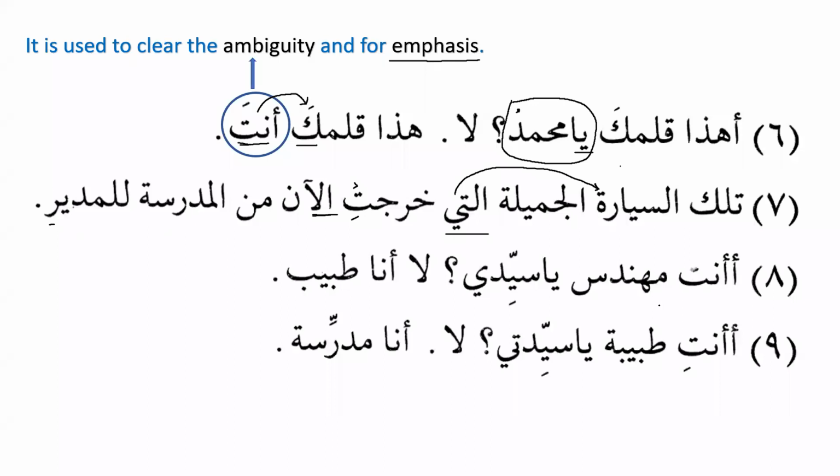Then the next one we have anta muhandisun ya sayyidi. Are you an engineer, sir? So sayyidi is basically used to call upon someone, like saying sir. So anta muhandisun ya sayyidi, dear sir or oh sir, are you an engineer? And he says la ana tabibun, no, I am a doctor. Then we have anti tabibatun ya sayyidati, and for the feminine, oh madam, are you a doctor? And she says la ana mudarrisatun, no, I am a teacher.